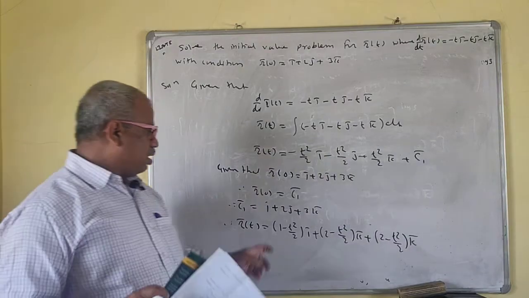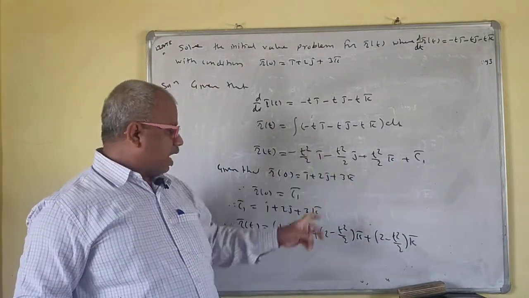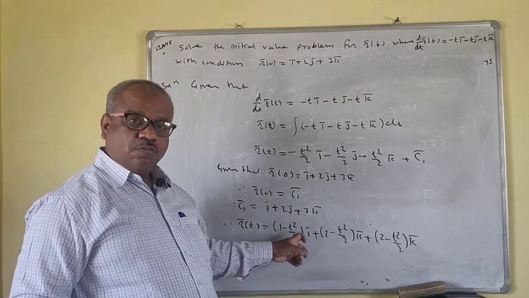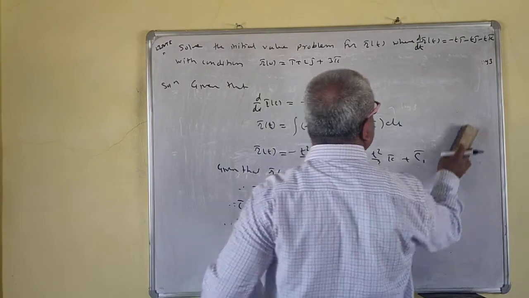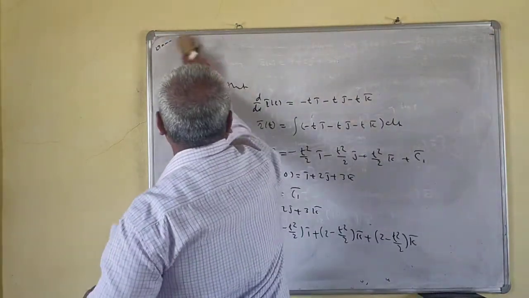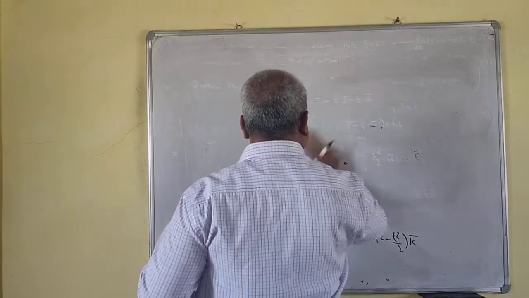Here, we have to write the value of c1 bar in place of the constant. Actually this is minus t square by 2 plus 1, but I have written it as 1 minus. So the antiderivative is given to you and you have to find the original function.